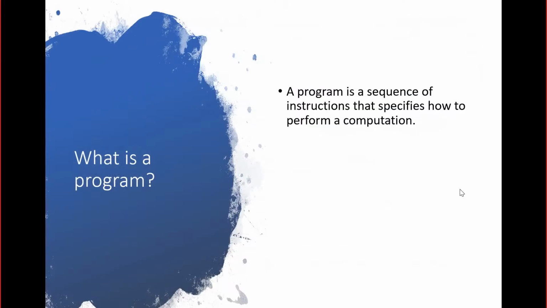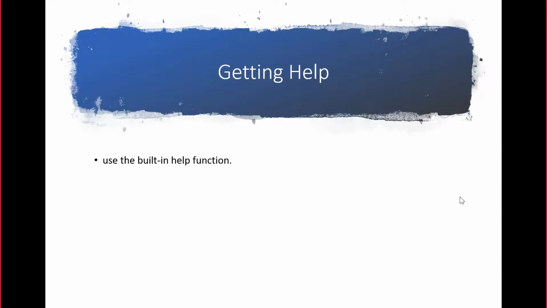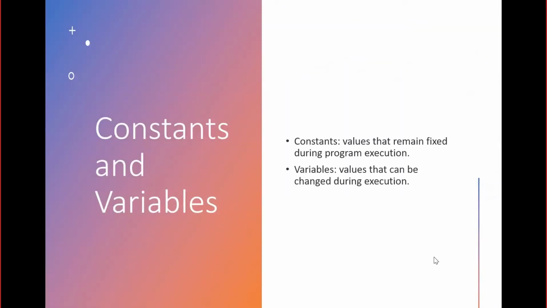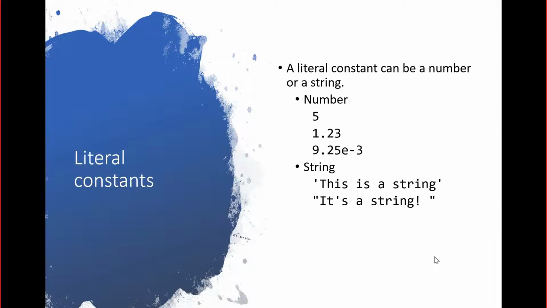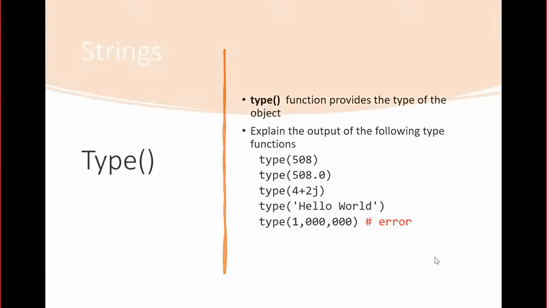The next thing that we discussed is about getting help. So we also discussed a function called help, and then we discussed the literal constants, like how numbers are represented, how strings are represented. This is the discussion we had, and then the use of the type function, which will provide us the type of the object. For example, if you say type 508, it says int, but if you type 508.0, it will say okay, float.